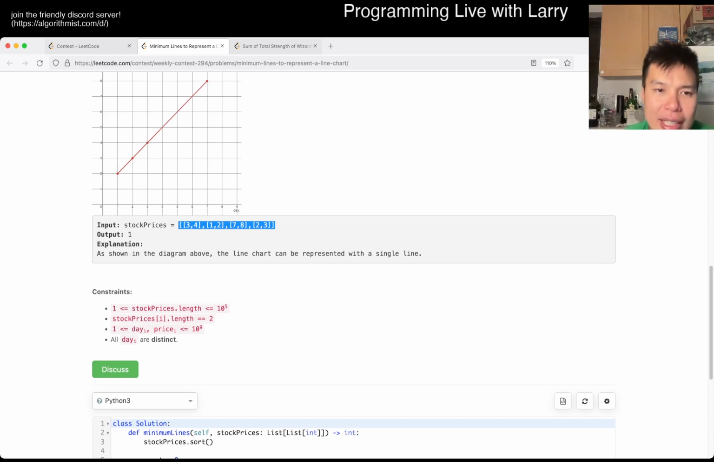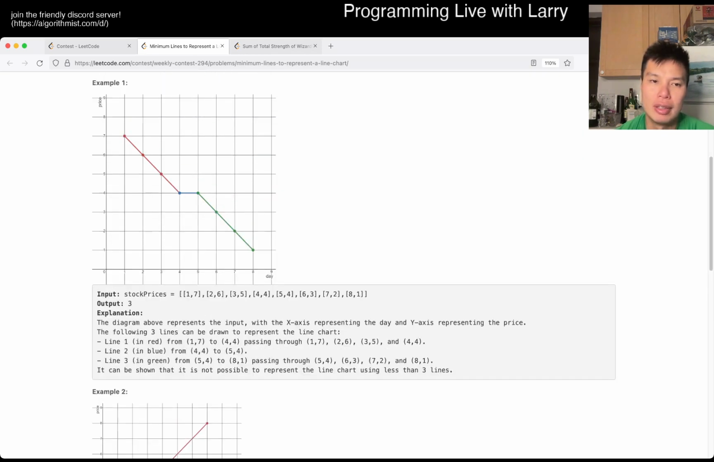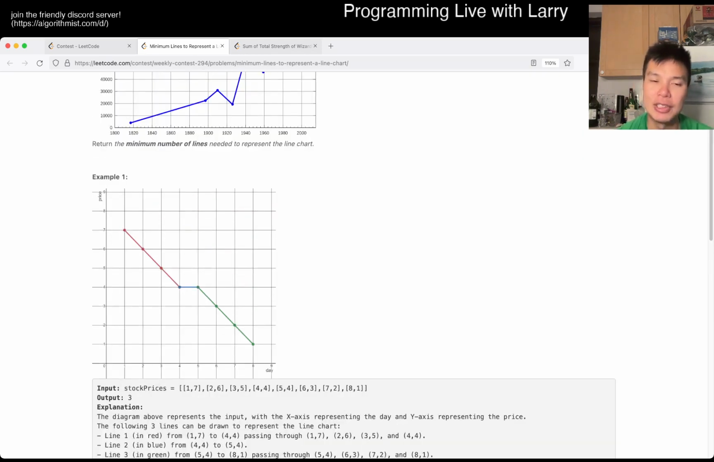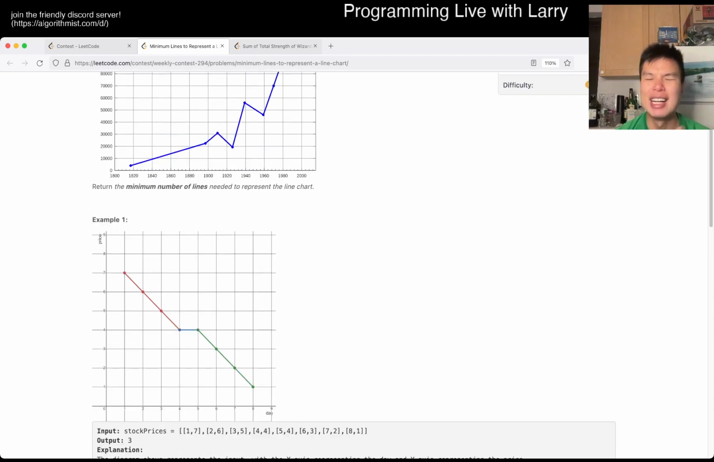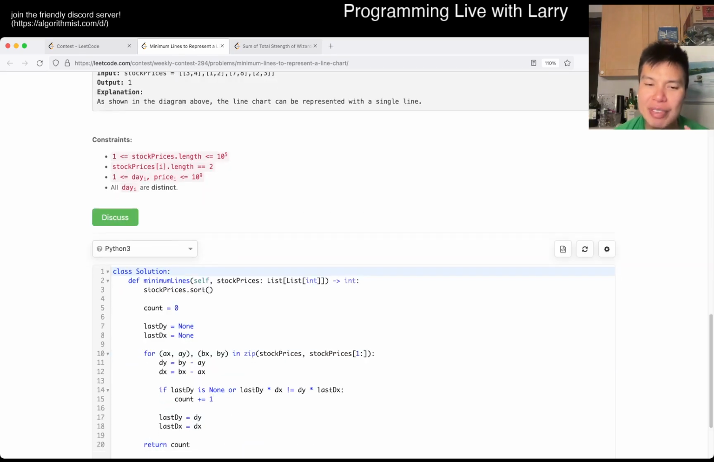And then the idea here is that if consecutive entries on the data point have the same slope, that means that we don't have to add another line. From that basis, that's all you have to do, because there are no decisions. You're forced to go from left to right, and then you just check the slope every time. And if the slope is the same, then that's good.